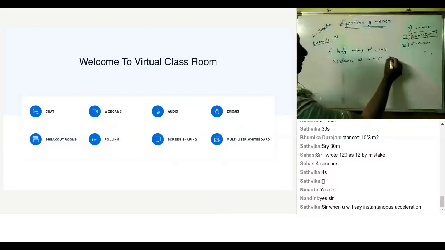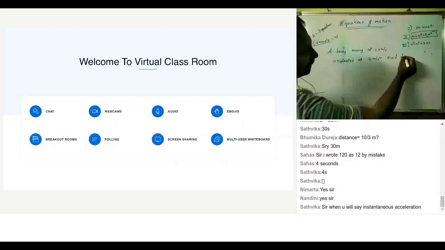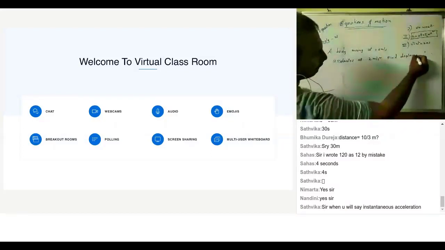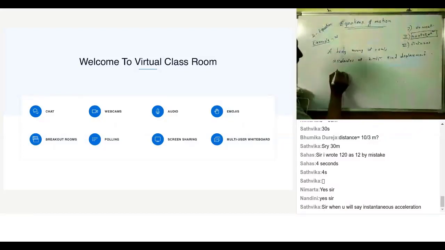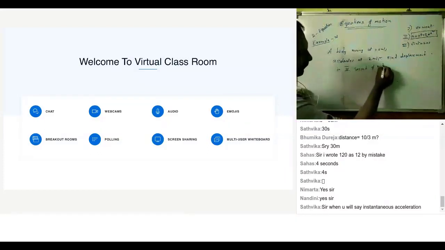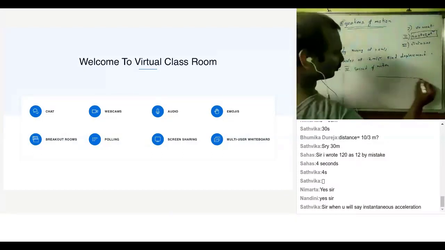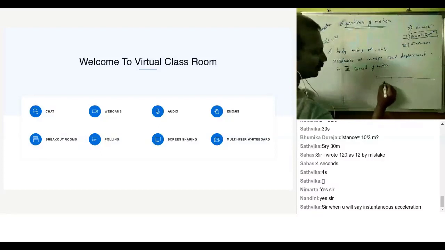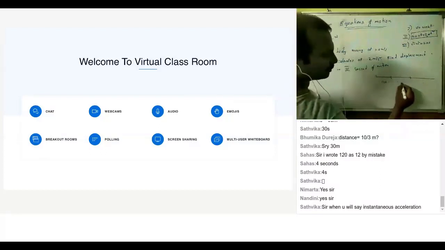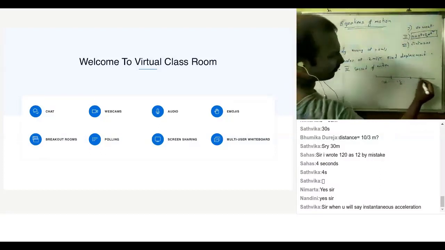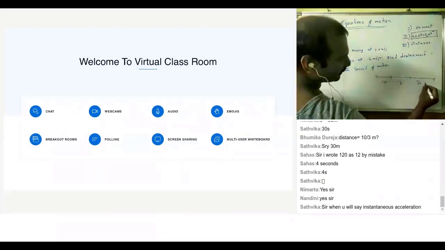Then find displacement in third second of motion. Let me explain this to you. So if the body is moving, let's say this is the first second of motion. From here to here, it moves in second, and from here to here, it moves third second.